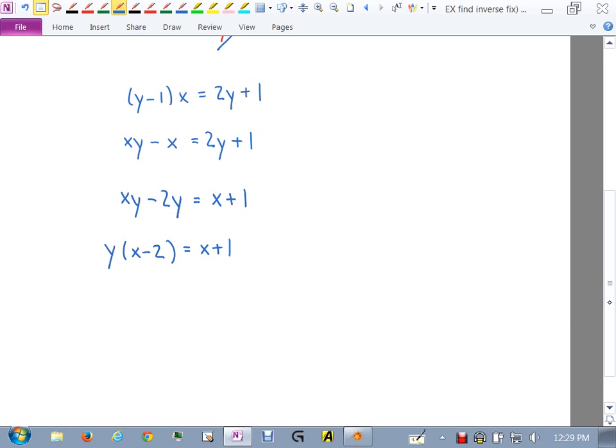We're almost there. Since this is multiplication between the y and this parentheses, if I want the y by itself, I divide out this entire factor on both sides. And when I do that, I'm done. So I'm going to divide both sides by x minus 2. They cancel here. I'm left with y equals x plus 1 over x minus 2. There it is.